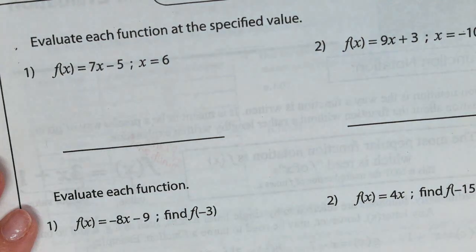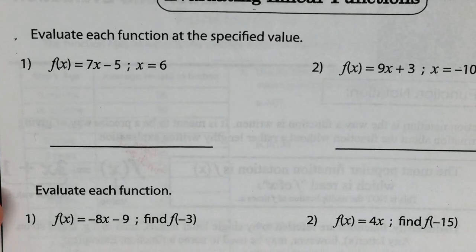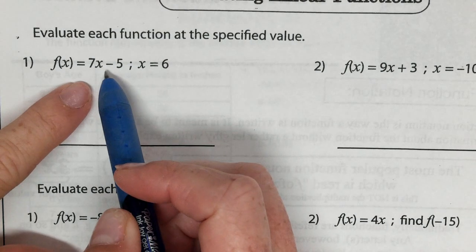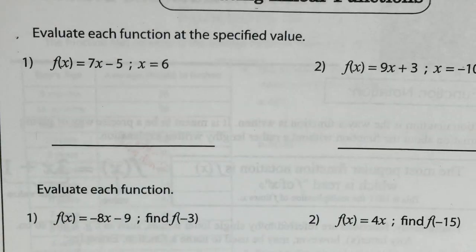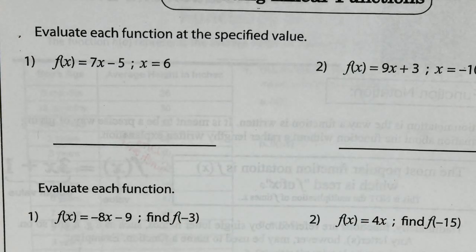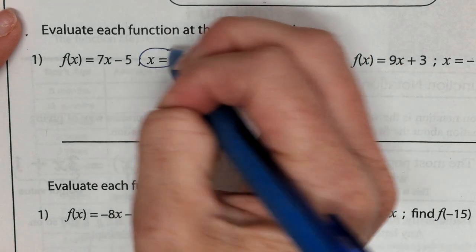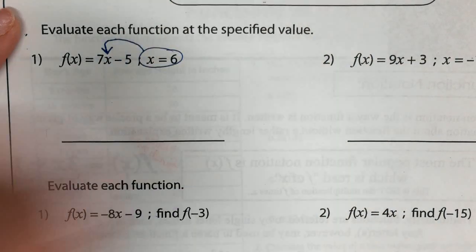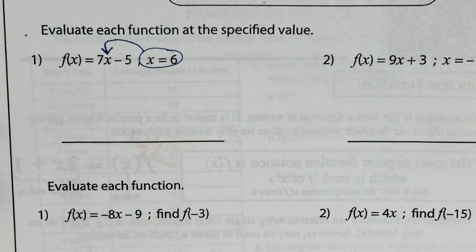Now, this says evaluate each function at the specified value. Is it asking you to fill out a table? No. So you have two options. You could still use your y equals button and type that function in, yes? And scroll to when x is and get the answer. But since I'm not filling out a whole table, it might be faster for me to just plug this in for x. It is totally up to you.